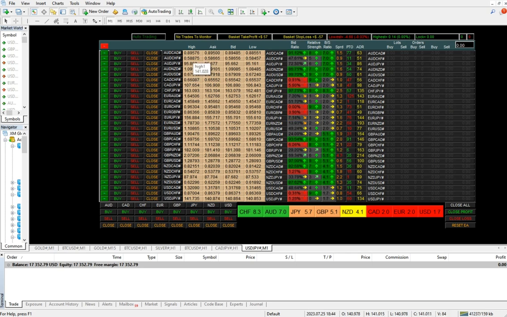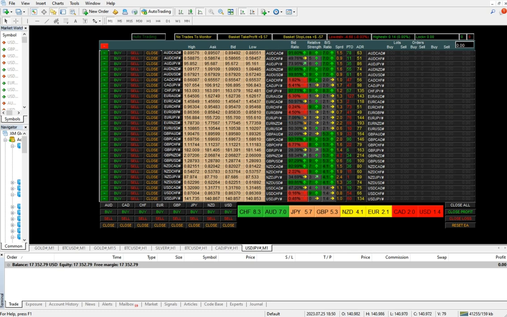Also, we are getting options like high, ask, bid price, low, and bid ratio, relative strength, BS ratio, spread, PTO, ADR. These are the tools which are helpful for taking trades.